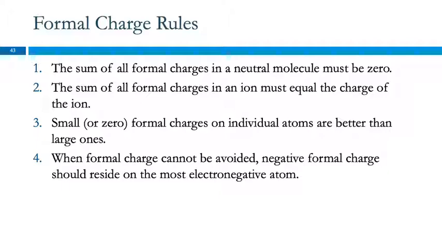And sometimes we can't avoid having formal charges. We can't make one that's all 0. A polyatomic ion has to have, somebody's got a formal charge. Otherwise, there'd be no charge in the ion. So when you have to have formal charges, you want the negative ones on the more electronegative elements. So those are the guidelines.